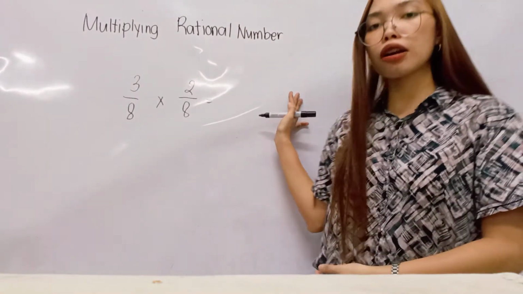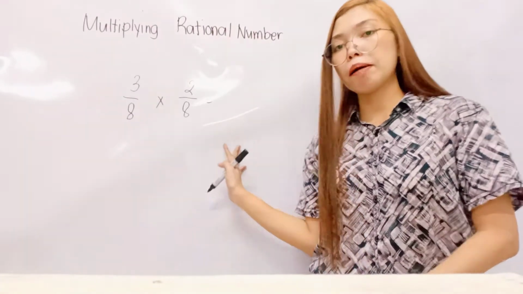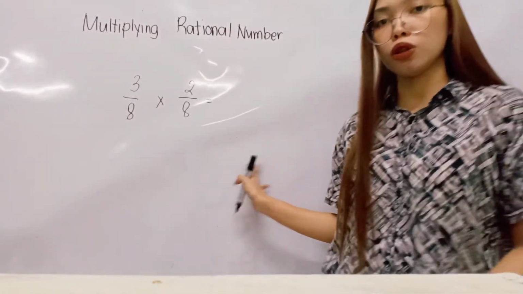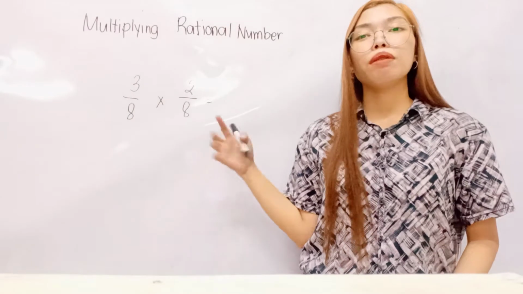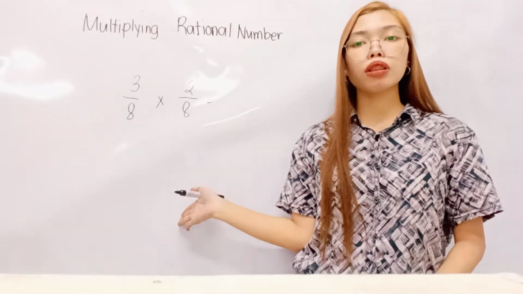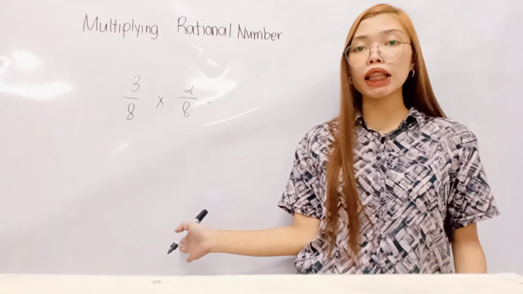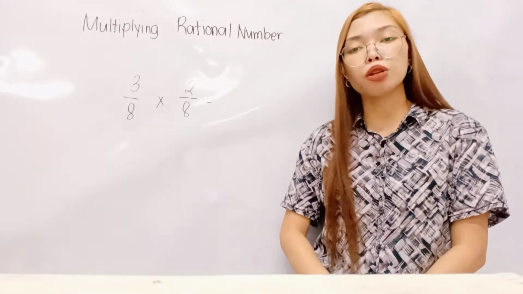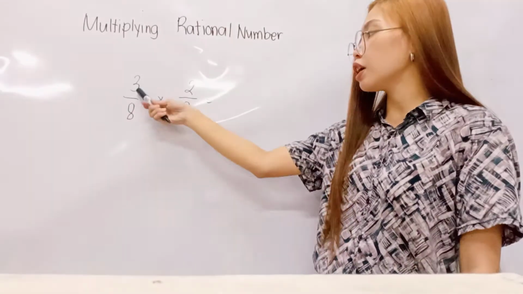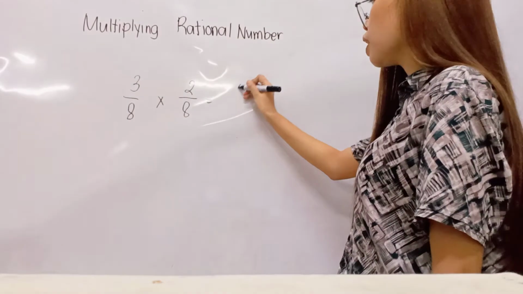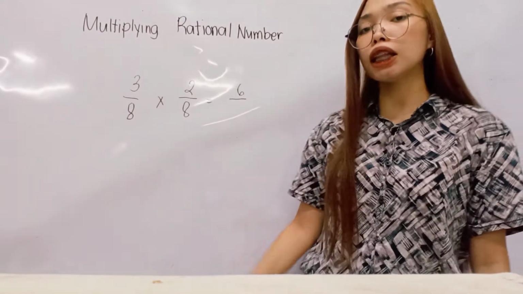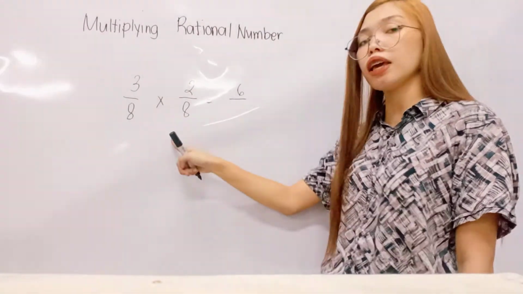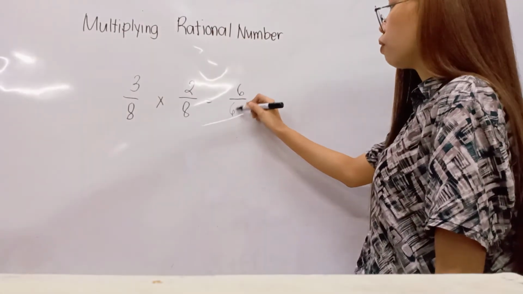So these given fractions are similar fractions. What we are going to do with these fractions is to multiply them. How are we going to multiply them? We are just going to multiply the numerators. 3 times 2, that is 6, and then multiply directly their denominators. 8 times 8, that is 64.